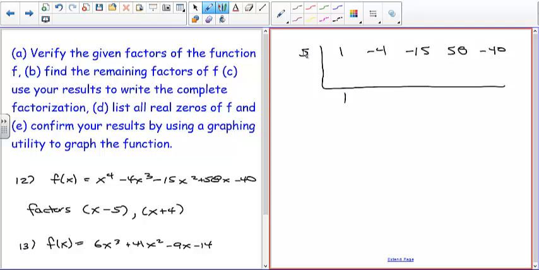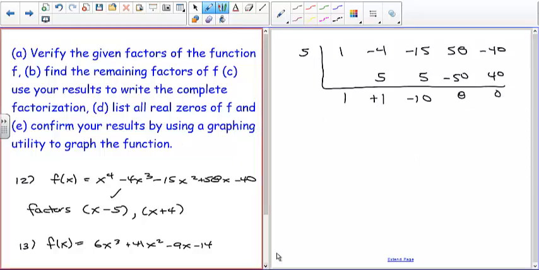So bring down a 1. 5 times 1 is 5. Negative 4 plus 5 is positive 1. Sorry. 5 times 1 is 5. Negative 15 plus 5 is negative 10. 5 times negative 10 is negative 50. Add these two together, you get 8. 5 times 8 is 40. Get 0. So check. That's one of the factors.